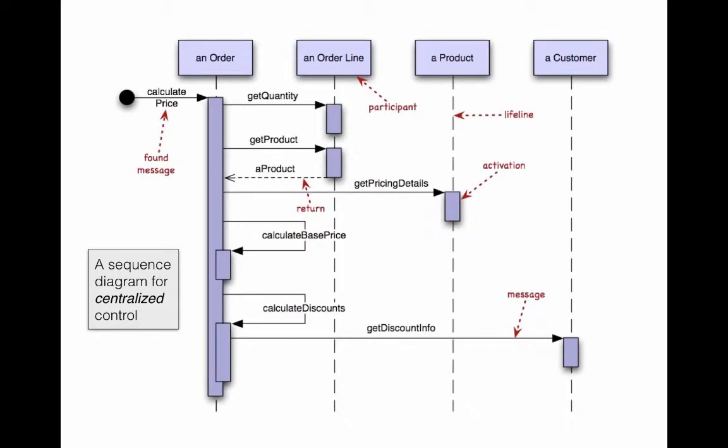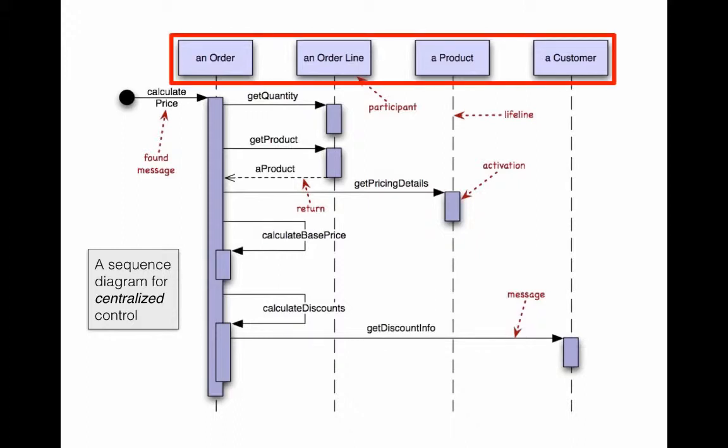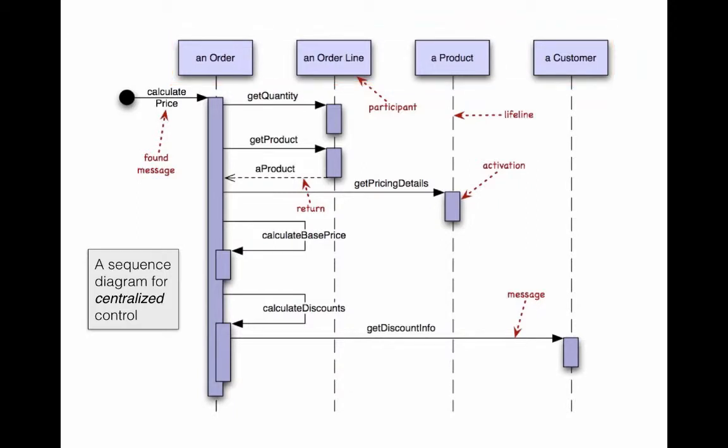This is an example of a sequence diagram. Notice that the rectangles across the top are labeled with object names, not class names. An order rather than just order. An order line rather than just order line. A product and a customer. These represent particular instances of a class rather than the classes themselves.